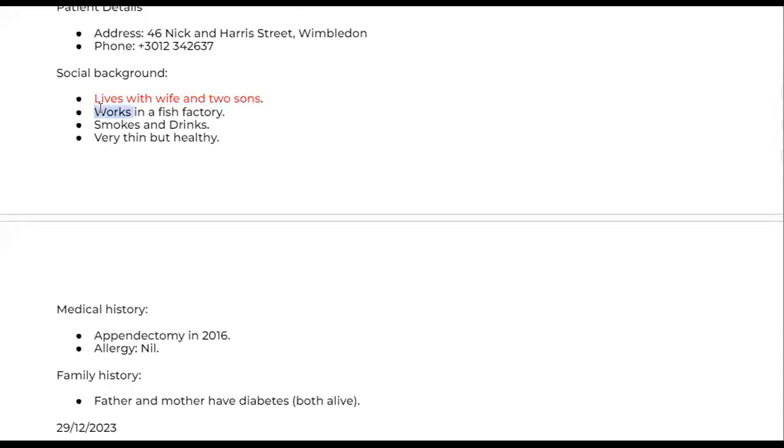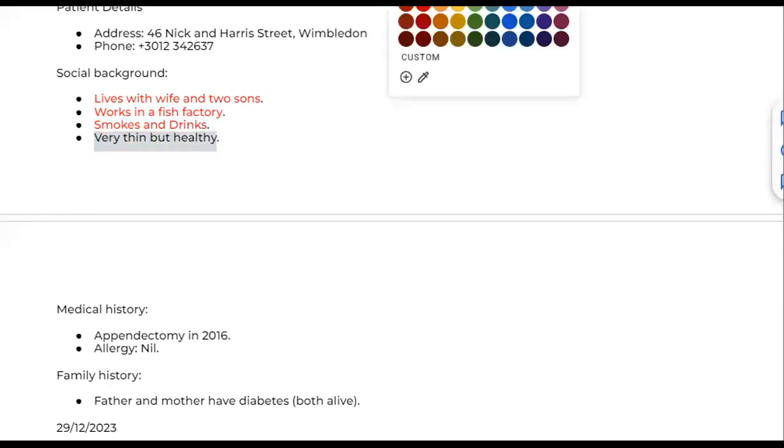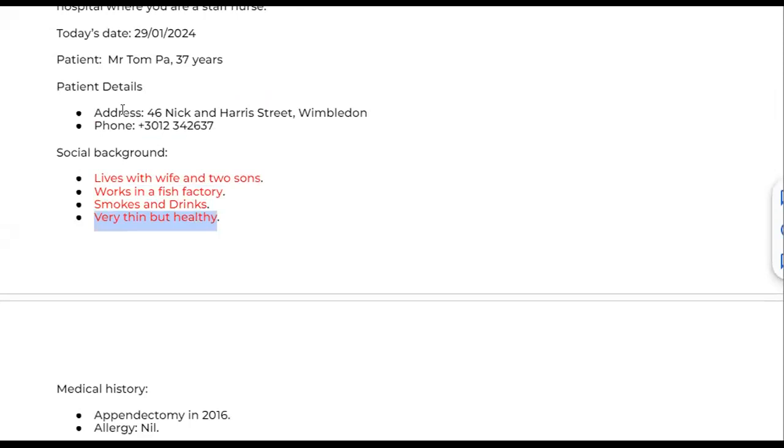Works in a fish factory, and working in the fish factory is already known to the doctor, most probably, unless the job was started recently. So this also can be eliminated. Also, smokes and drinks, the doctor knows that. Very thin but healthy. Yes, even that is also known to the doctor. So you can avoid these kinds of things. Address, patient details, address. Do you think that the doctor is going to visit the patient or the patient is going to visit the doctor? Yes. The patient is going to see the doctor. So we don't require this also.